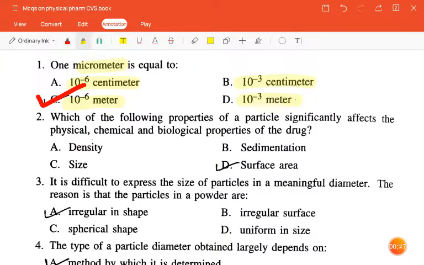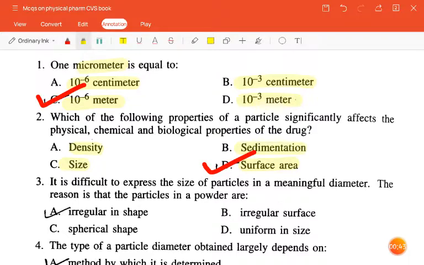The next question is: which of the following properties of a particle significantly affects the physical, chemical and biological properties of the drug? Density, sedimentation, size or surface area. So the correct answer is surface area.